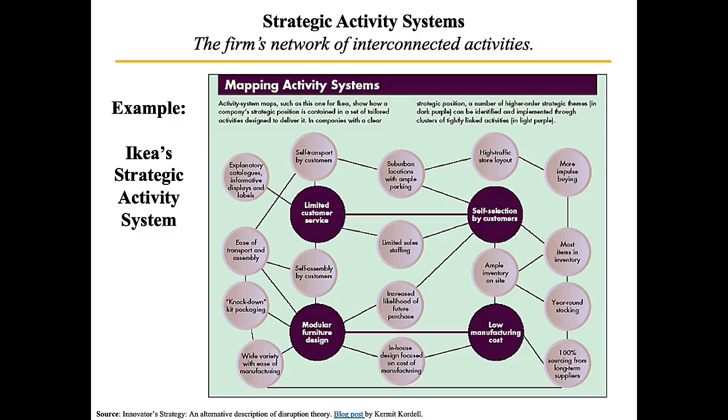Here, capabilities are indicated by groups of activities. And the one or two of those capabilities that help define the company in the marketplace, or its core competencies, are likely to have a significant influence on the firm's overall performance. In this case, that would be the modular furniture design and the low manufacturing costs, which lead to low prices. In this graphic, there is also an example of a strategic capability that is not a core competency. Limited customer service is a big deal at IKEA because reducing the number of people that work in the stores allows it to offer lower prices.